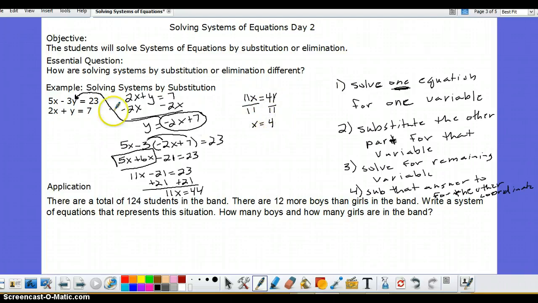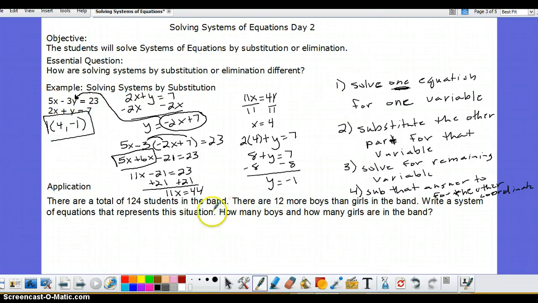I'm going to take that 4 and go back into one of my originals. This one's going to be the easiest one because I don't have to worry about that. So 2 times 4 plus y equals 7. So 2 times 4 is 8 plus y equals 7. Subtract 8 from both sides and we get y equals negative 1. So my solution is the ordered pair (4, negative 1).